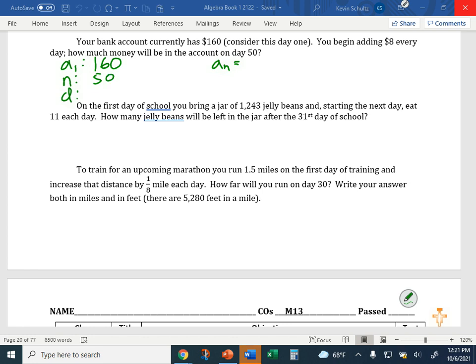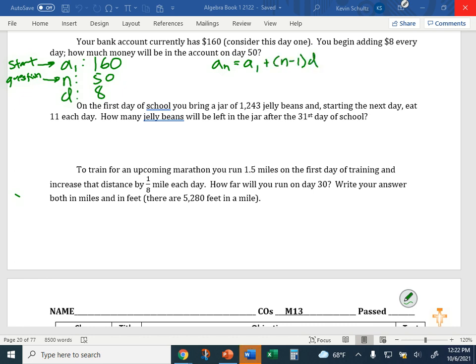Day 50, right? So, like I said, the A1 is what you start with. Okay? We start with 160. You can find the n usually pretty easily by looking at the question. This question here is how much money will be in the account on day 50, which means we want to continue this sequence out to 50 days. And then the common difference, the pattern, what is the pattern here? How are we increasing or decreasing this amount of money? Connor? By 8. Okay?